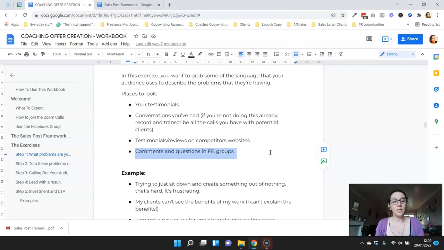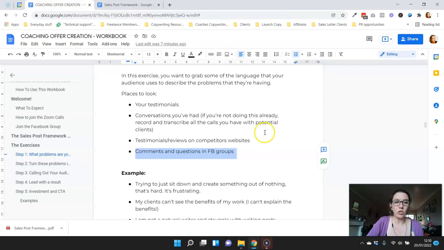Now, it's outside the scope of what we're doing in this workshop, but what I help my clients do is create something called a messaging matrix, which is a document that contains a swipe file with all this language. And inside the CCT Academy, I've got a whole section on how to do that. But for the purposes of this workshop, this is just a high level overview.